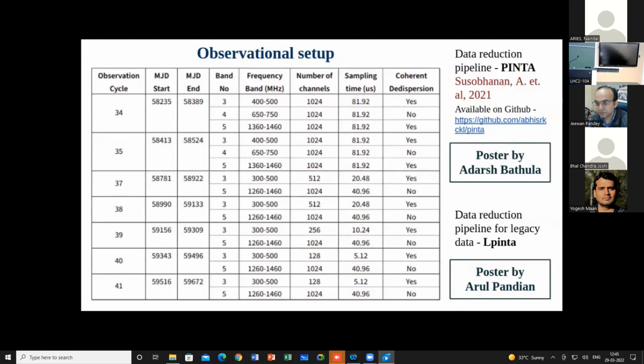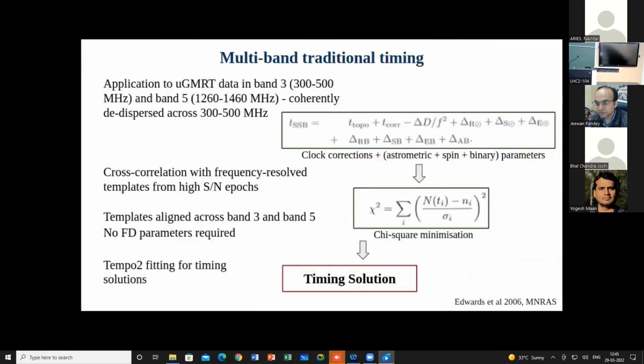The reduction of raw data to analyzable data happens over a pipeline named PINTA, developed by Abhimanyu Susobhanan et al. We are also developing a legacy pipeline called LPINTA to reduce all the older GMRT data, going back to 2015. If you are interested in knowing more about these pipelines, please have a look at the posters presented by our colleagues Adarsh Vatula and Arul Pandey.